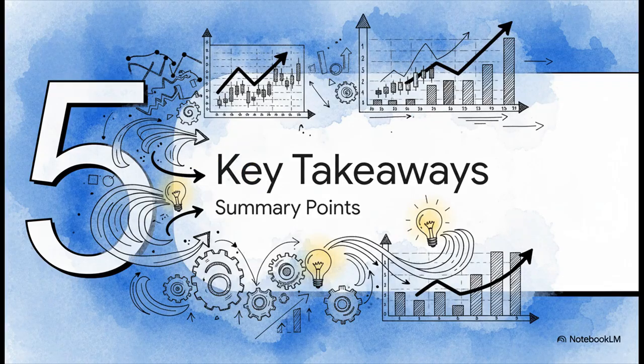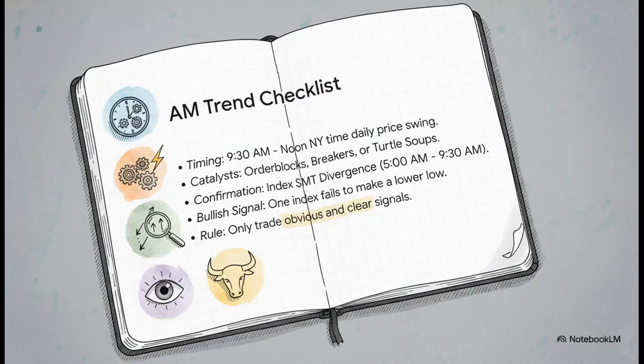All right, I know that was a ton of information, so let's slow down and just boil it all down to the absolute key takeaways you need to remember from all this. Okay, so here's your checklist. The AM trend runs from 9:30 to noon. It gets kicked off by an order block, a breaker, or a turtle soup.